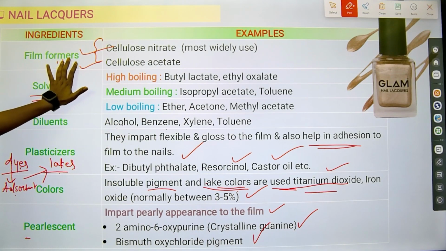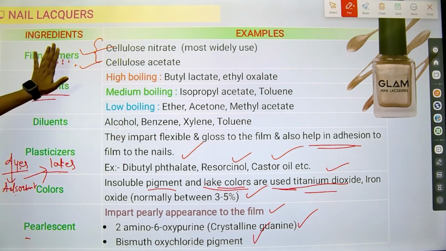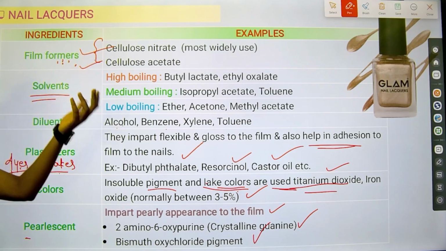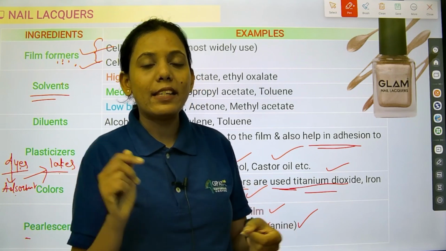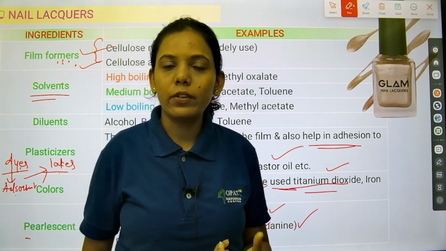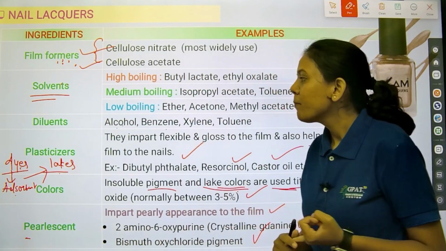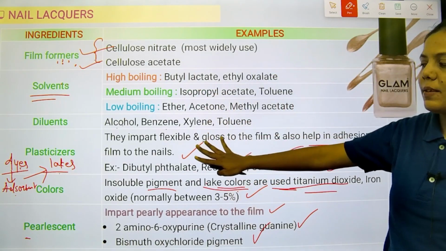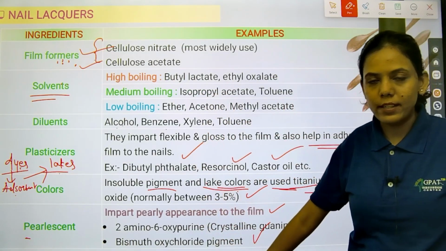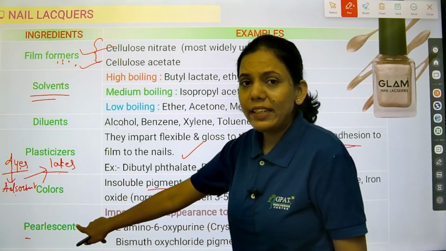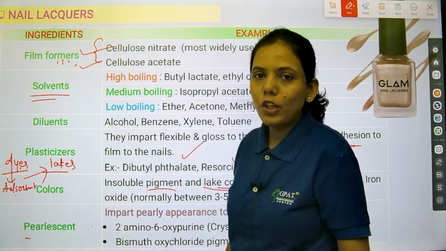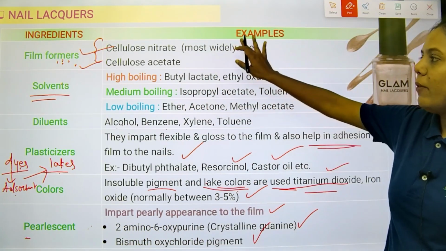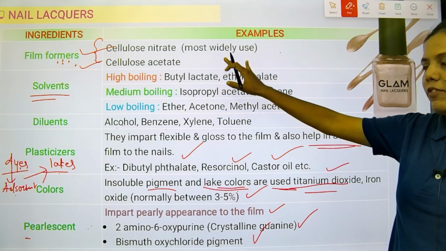Film formers are very widely used and these are the main ingredients. Okay. If it is not present, how will you ensure that the colors which are applied to the nails remain intact or not? Okay. So these are the important ingredients. Then there are certain kinds of solvents, plasticizer, colors and the pearlescent. Okay, this depends. The pearlescent ingredient depends on whether it is matte or shiny, glossy nail lacquers. But film formers should be present in each and every nail paint.